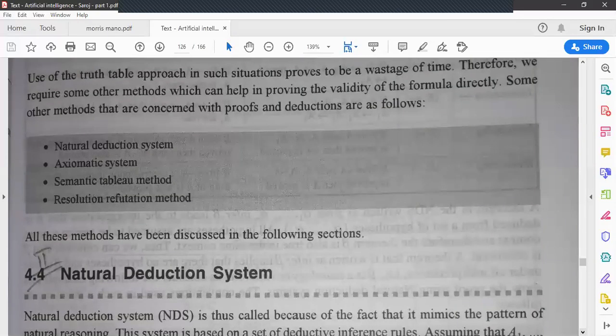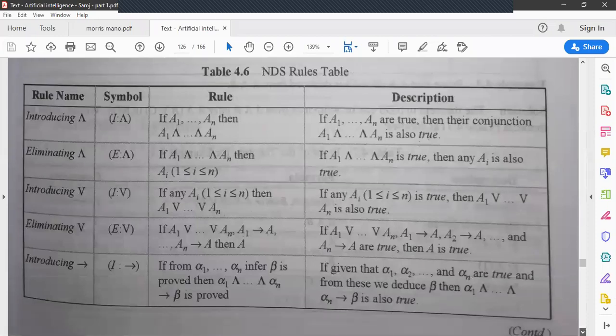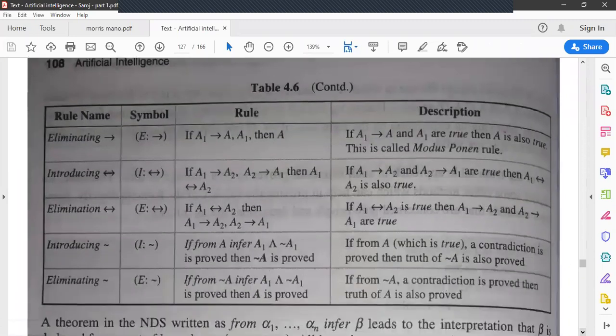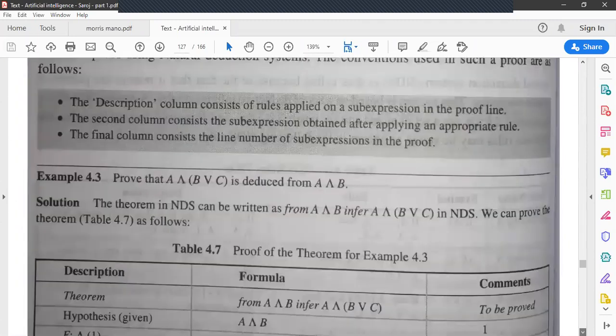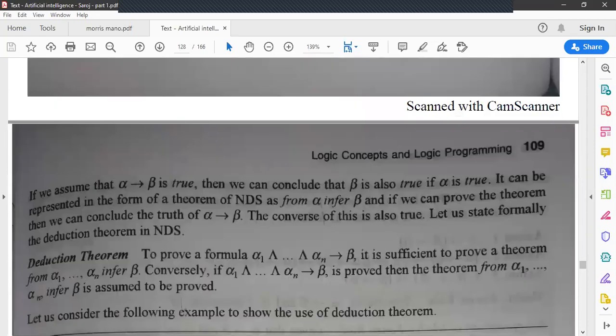So yesterday we discussed the natural deduction system. There are 10 rules in this. You can introduce logical operators like and, or, implies, equivalence. You can eliminate also, based on the rule and the description given in the table. And also we looked at how to deduce a formula from the given expression.